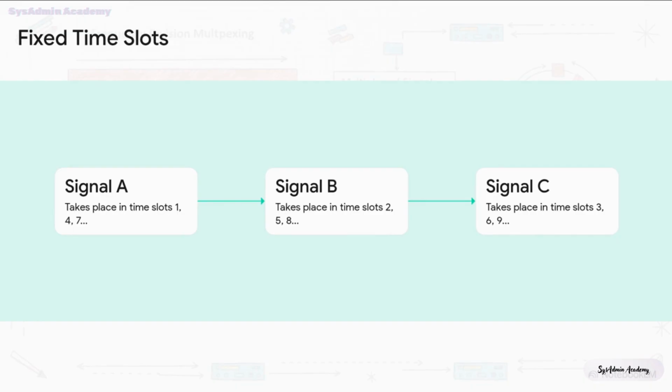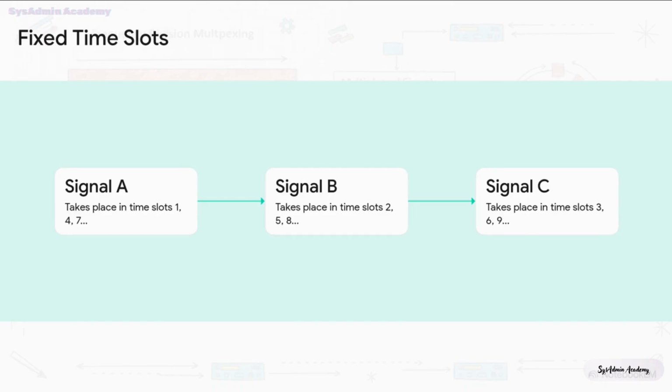Now, let's completely shift gears and look at how we can divide a medium using time slots. In TDM, all the sending devices actually use the exact same frequency, but they do it at different points in time. The signal beam is divided into fixed, equal-duration time intervals, known as time slots.